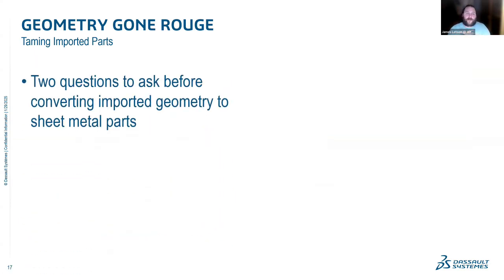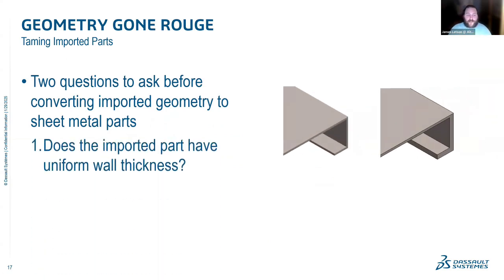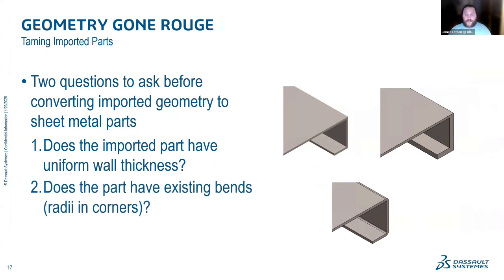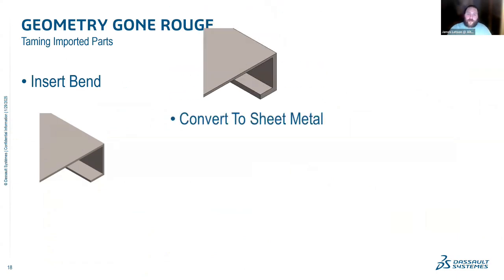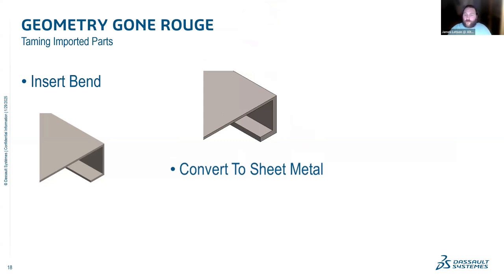and then you can start converting imported parts. So there are two main questions you want to ask yourself before converting imported geometry to sheet metal parts. The first one is, does it have uniform wall thickness? And then the second one is, does the part have existing bends? So looking at those, if you have uniform wall thickness, like this little screenshot I have here, we're going to use insert bend. If you have non-uniform wall thickness, the tool to use is convert to sheet metal.